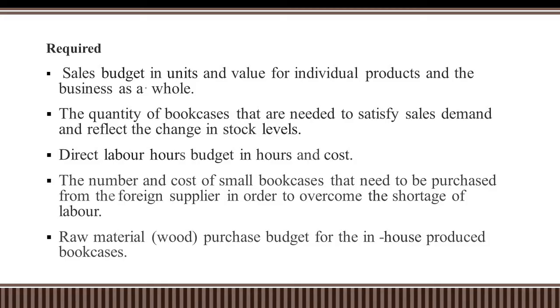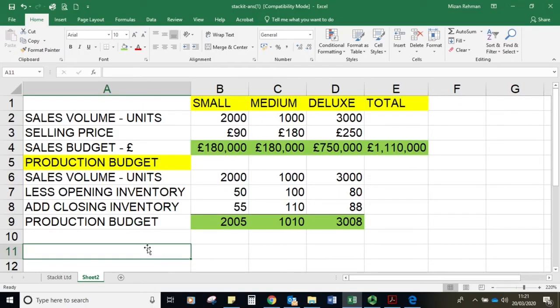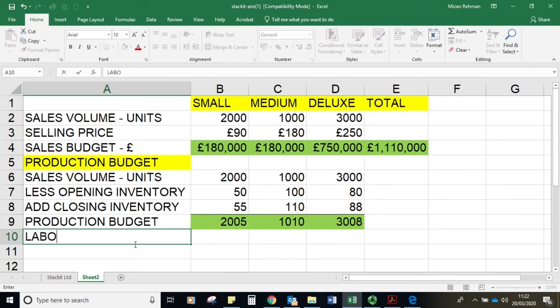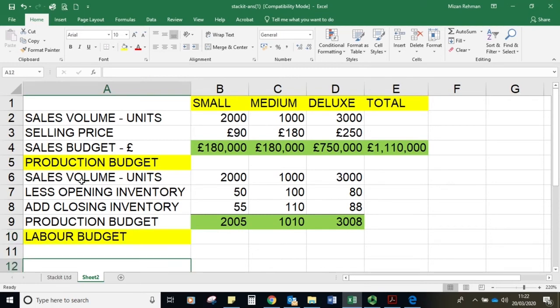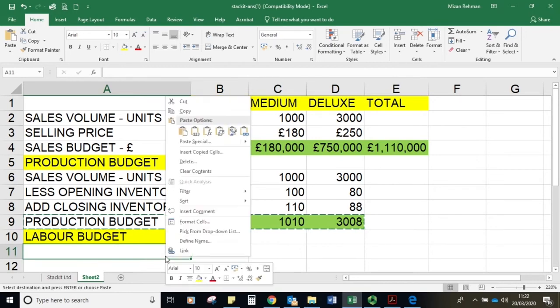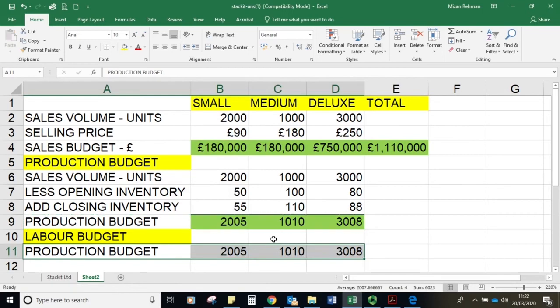So the next item is our direct labor hours budget in hours and in cost. Raw material and labor budget will be based on how many units we are going to produce, because these are the two elements we need to produce our units. So the next item is labor budget. Again, the starting point is going to be, in this case, production budget. So Control C, and I'll do paste special because I don't want formulas. So I got the figures here.